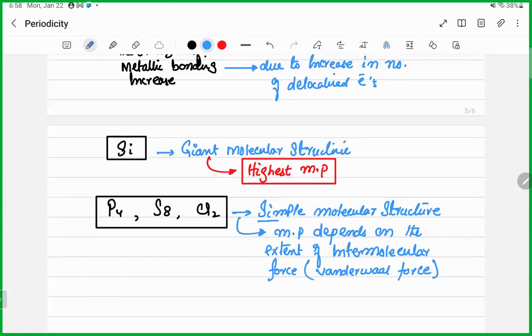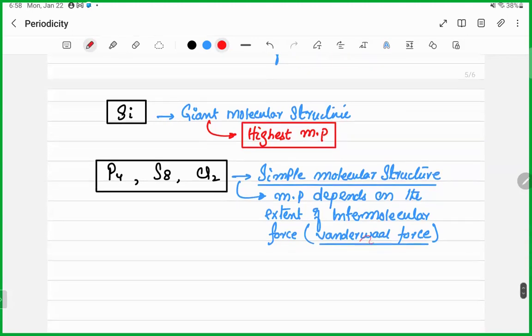ठीक है, simple molecular compound में the strength of their melting point depends on the strength of the intermolecular force, and in this case the intermolecular force is basically the van der Waals force, जिसको हम dispersion force भी कह रहे हैं. Now my question is, dispersion force किस चीज पे डिपेंड करती है? Van der Waals force.